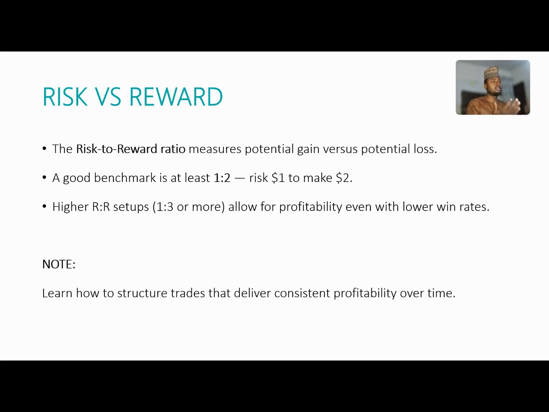So, risk reward. The risk to reward ratio measures potential gain versus potential loss. A good benchmark is at least 1 to 2. For example, let's say you risk $1 to make $2. But me, I prefer to risk $1 to make $3. Because as I said earlier, no matter how good your technical analysis is, you cannot avoid losing. You cannot avoid hitting SL.